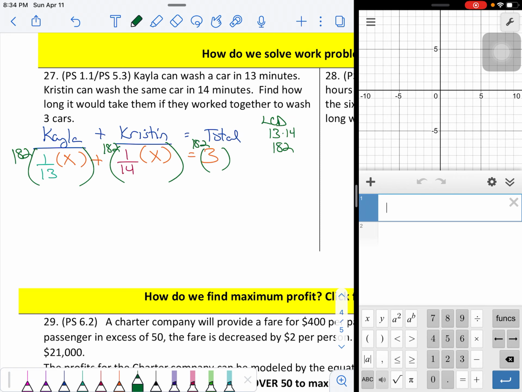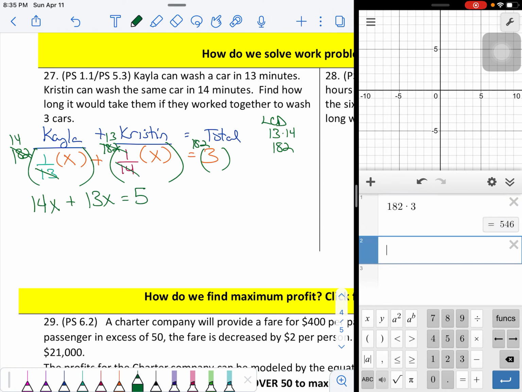Now, you'll notice I have Desmos up and running as my split screen because I'm going to guess I'm going to need it. All right. So let's see. 13 goes into 182 14 times, so it's going to be 14x. Plus 14 goes into 182 13 times, so that's 13x. And 182 times 3 is 546, because that was not going to happen in my head.